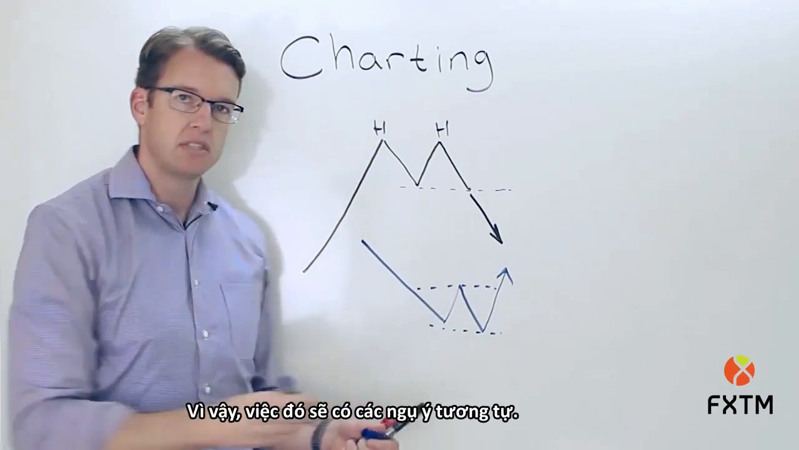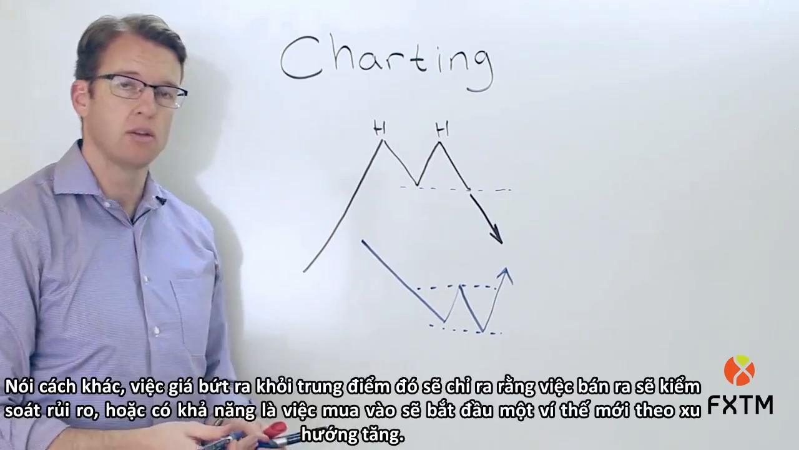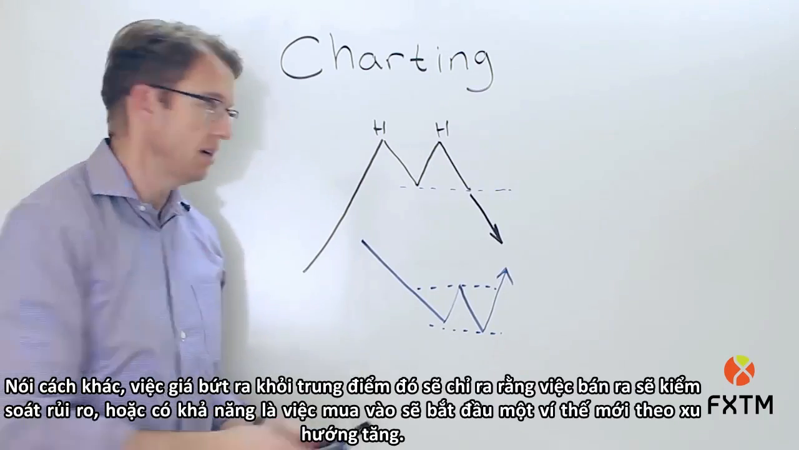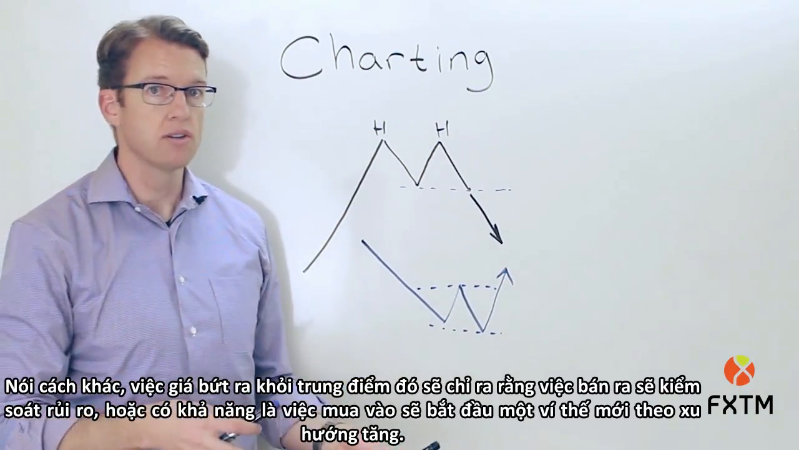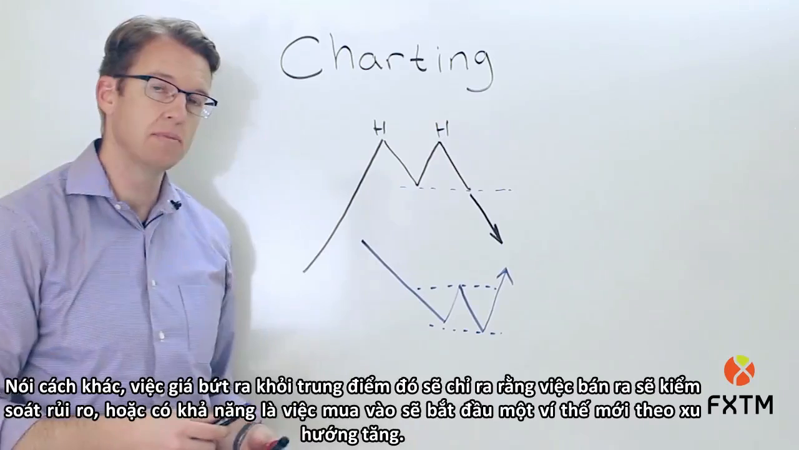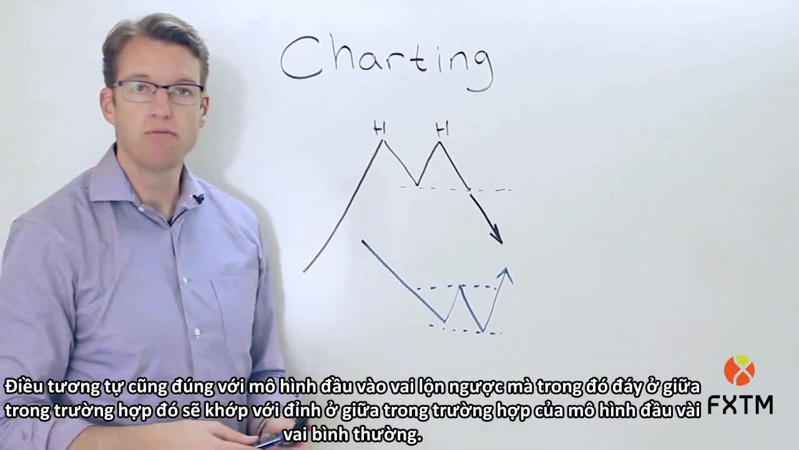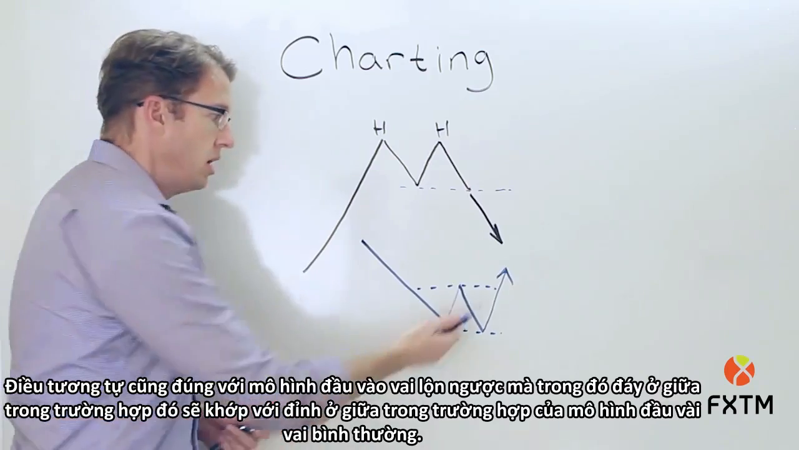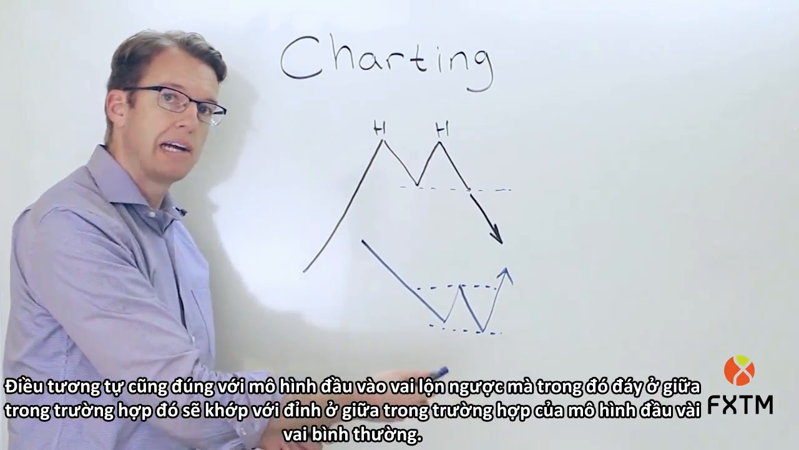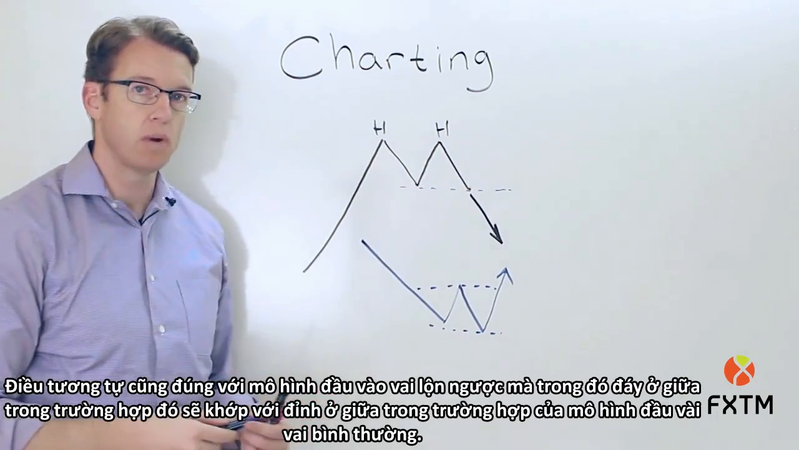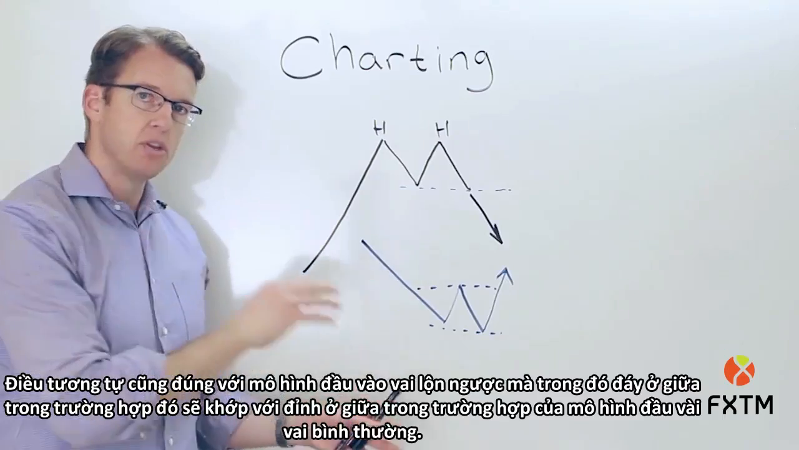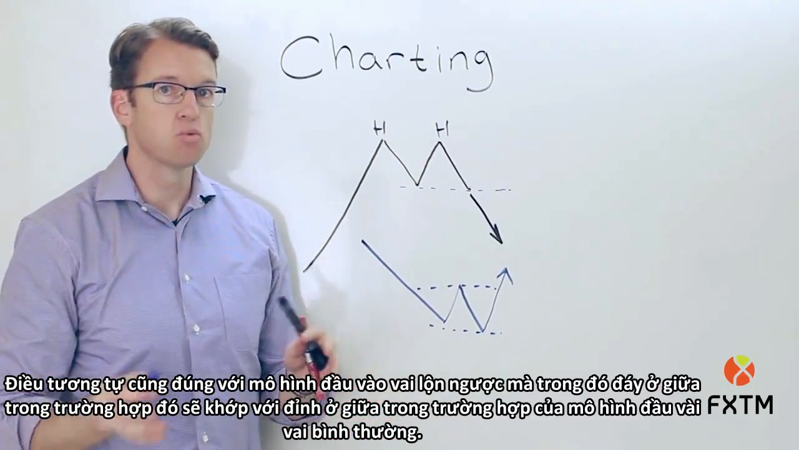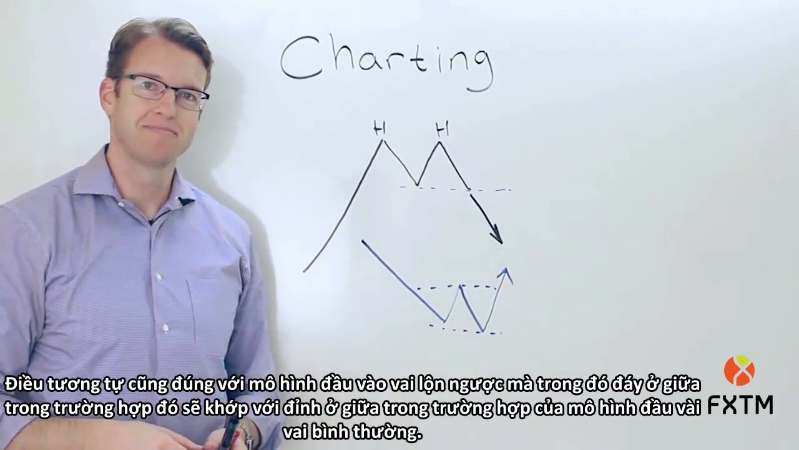So that would have similar implications. In other words, a break beyond that midpoint would indicate that shorts should be controlling their risk, or potentially longs should be initiating a new position to the upside. The same thing is true with an inverted head and shoulders pattern, where the middle trough in that case would match the middle peak in the case of a regular head and shoulders pattern. So once you learn one form of this pattern, you can apply it for both bearish as well as bullish opportunities.